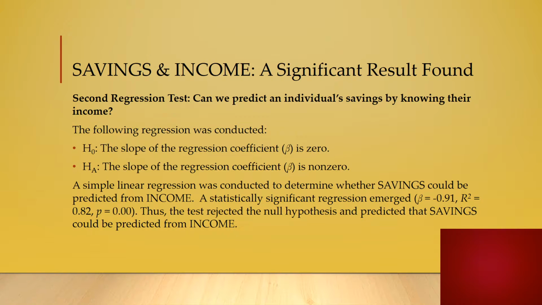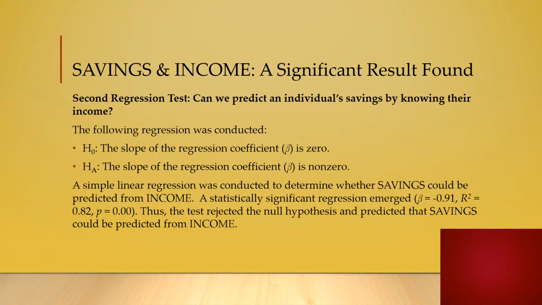On the second regression test, the question asked was, can we predict an individual's savings by knowing their income? So we're comparing on the regression here the variables of savings and income. In this case, we did find a significant result. The null hypothesis stated that the slope of the regression coefficient is 0. The alternate hypothesis is that the slope of the regression coefficient is not 0.